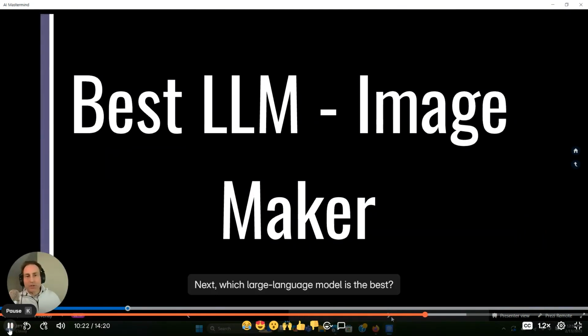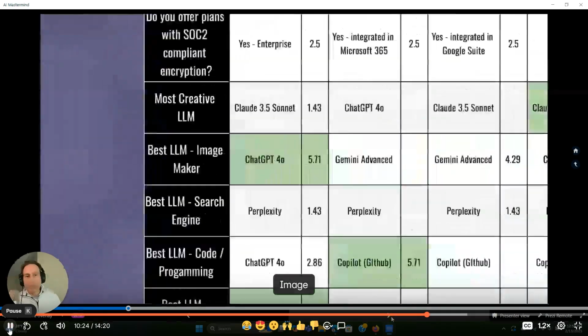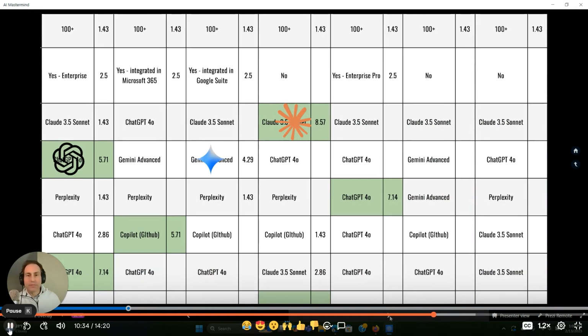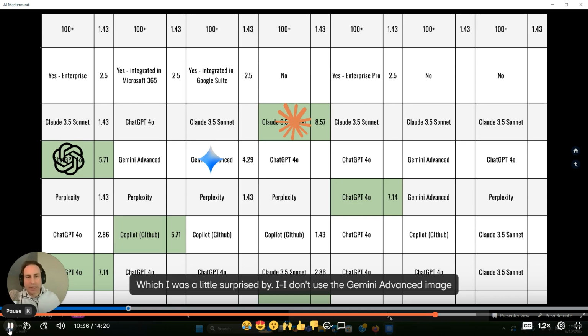Next, which large language model is the best image maker? 4 out of 7 chose ChatGPT's 4.0 DALL-E 3. And the remaining went with Gemini Advanced, which I was a little surprised by. I don't use the Gemini Advanced image making all that much. I'm going to have to check that out.